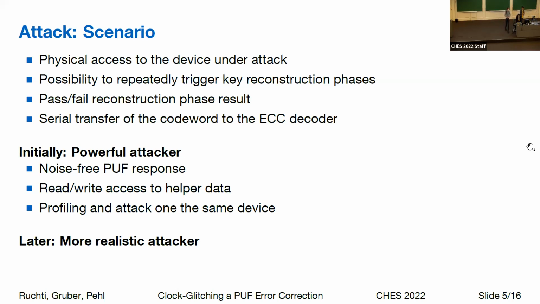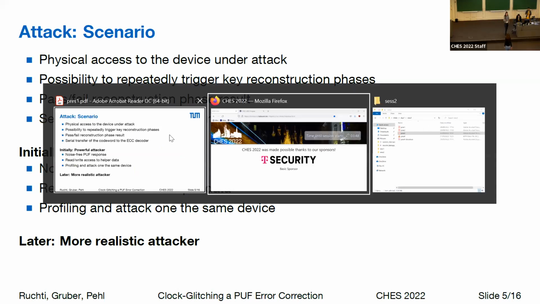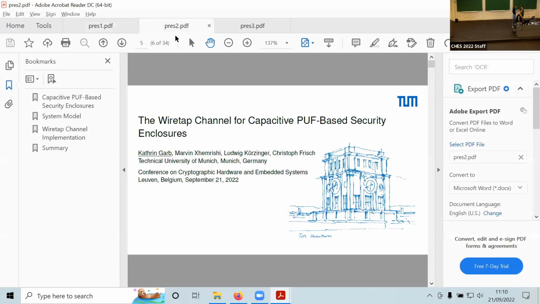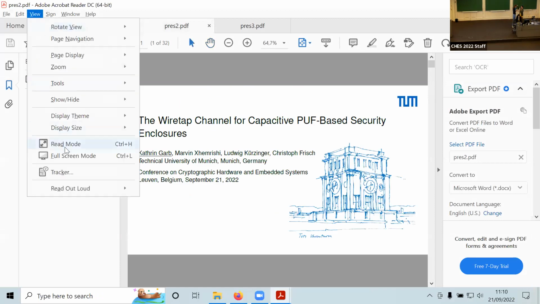So the second talk is titled The Wiretap Channel for Capacitive Probe-Based Security Enclosure. The authors are Katrin Garb, Marvin Himrishi, Ludwig Kusner, and Christoph Frisch. And the talk will be given by Katrin Garb.